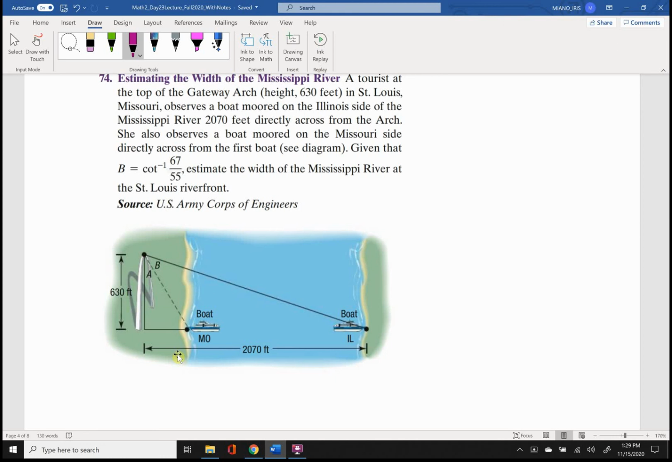The Missouri side, I guess, was first mentioned. But this tourist also observes a boat moored on the Missouri side directly across from the first boat. See the diagram. So then given that B, the measure of angle B, is cotangent inverse of 67 over 55, estimate the width of the Mississippi River at the St. Louis riverfront. Okay, so basically we're trying to find the distance between the endpoints of these boats right here, which is the distance of the river at this particular part of the river.